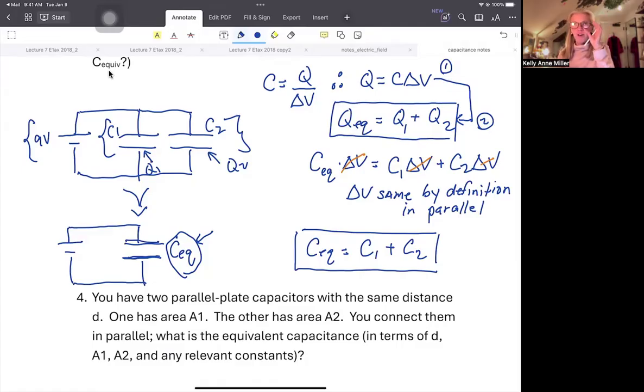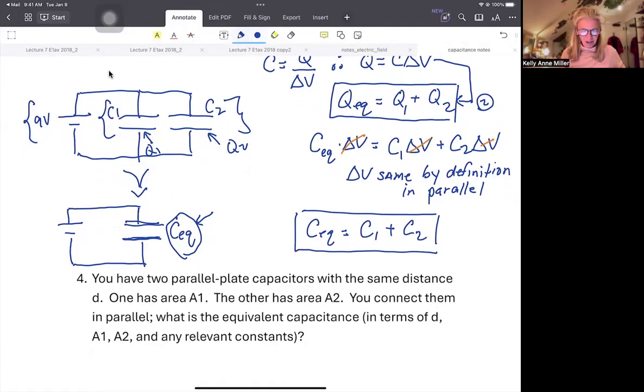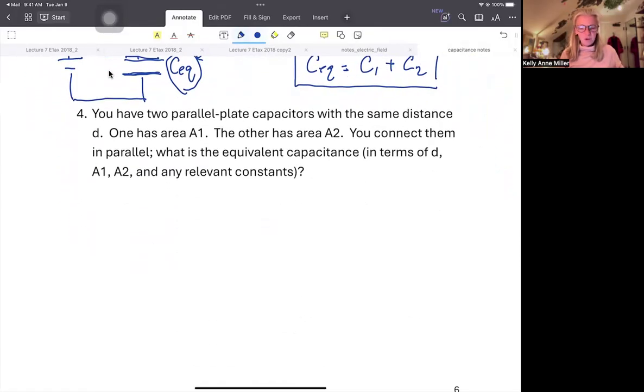If you're trying to figure out the equivalent capacitance of multiple capacitors that are in parallel with each other, you just have to sum them. Let's look at this example. You have two parallel plate capacitors with the same distance D. One has area 1, the other has area 2. You connect them in parallel. What is the equivalent capacitance in terms of D, A1, A2, and any other relevant things?